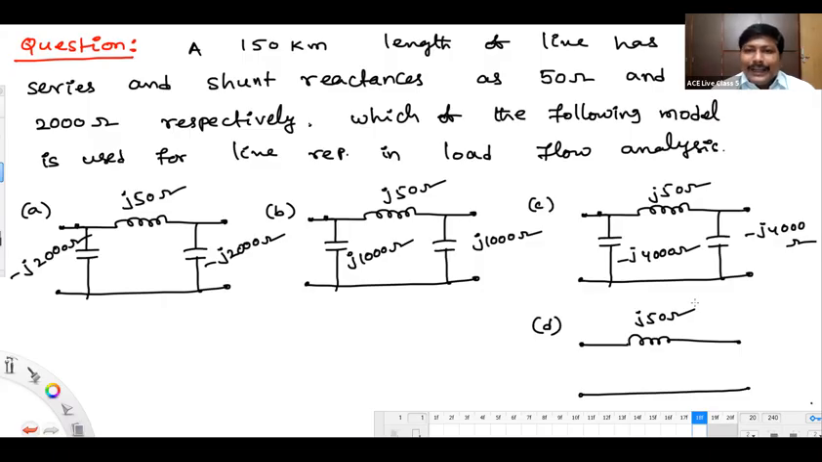Pi model, only two nodes. There are no extra nodes, right? Pi model, whatever physical nodes exist in the circuit, that we have. There are no extra nodes in the pi.